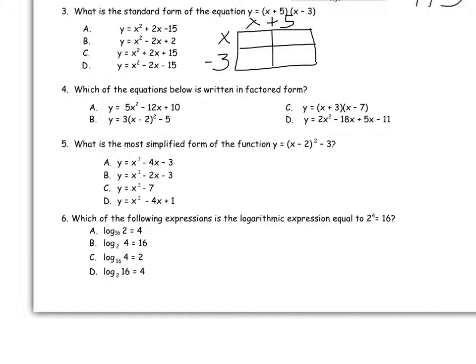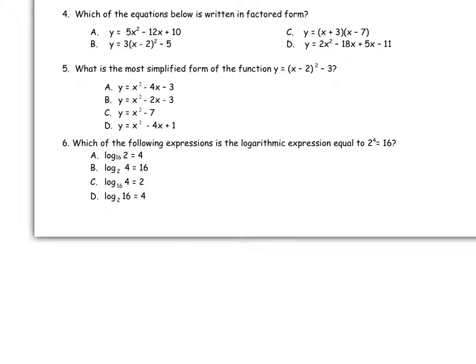So I'm going to use the distributive property to multiply x by x and x by negative 3. That gives me x squared and negative 3x. And I need to distribute the 5 as well, so I get 5 times x, and 5 times negative 3, which is negative 15. And I just need to collect like terms. It looks like I get x squared, and then 5x minus 3x gives me 2x minus 15, so I'm just adding all of these terms in here. So that is answer choice A. Alright.